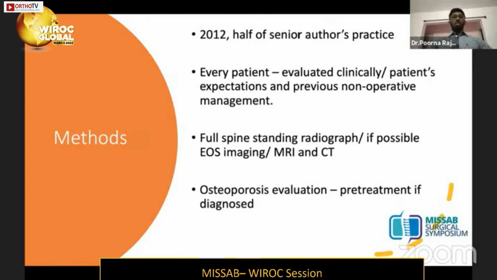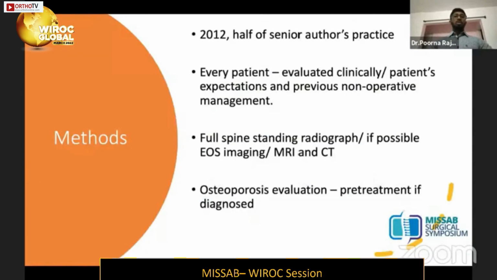And another important thing they did is that all patients with risk factors for osteoporosis were evaluated thoroughly with a bone scan, and if they found a score worse than minus 2.5, they gave a pre-treatment before advocating any surgical treatment.